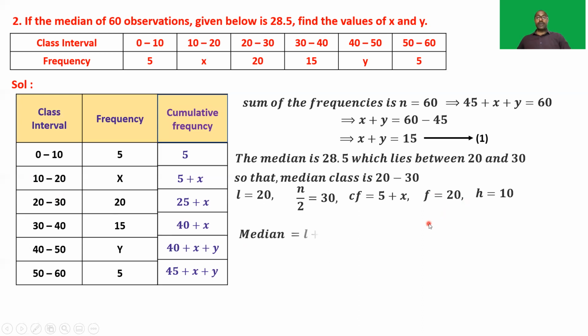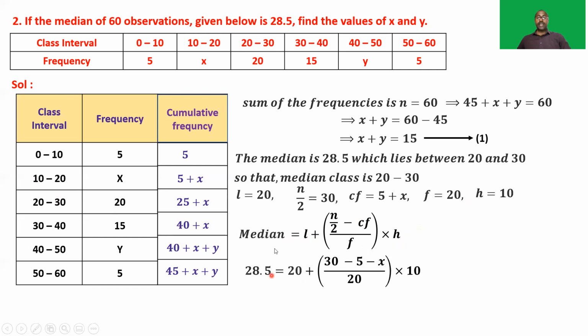We have the median formula: median is equal to L plus (n by 2 minus CF) by f, into h. We have median equal to 28.5, L equal to 20, n by 2 is 30, CF is 5 plus x, f is equal to 20, and h is equal to 10. So by substituting all these values, 28.5 is equal to 20 plus (30 minus (5 plus x)) by 20, into 10.